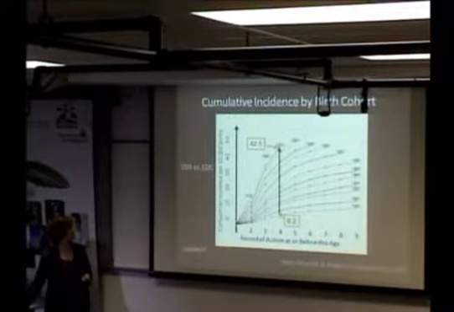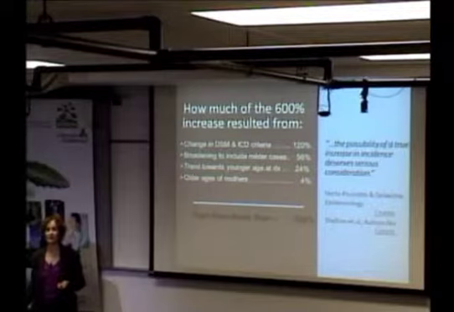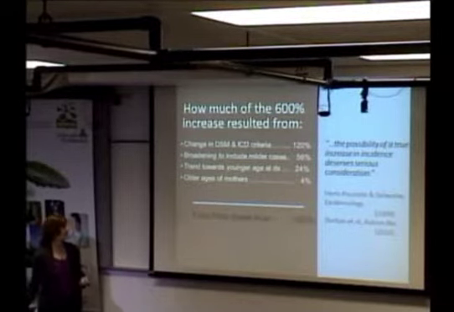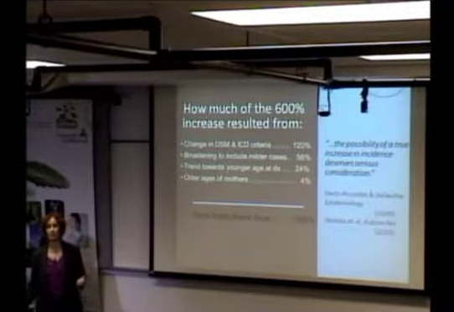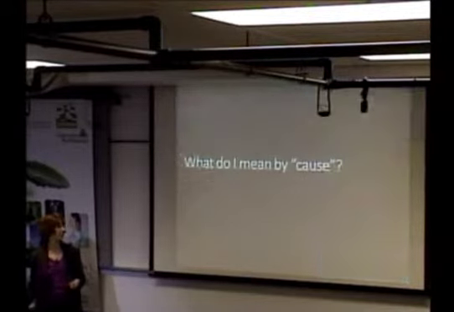That's a 600% rise, and when we looked at possible explanations, we found that artifacts related to diagnosis, better diagnosis, more awareness, earlier age at diagnosis, changing criteria, could only explain about 1/3 of that rise, leaving open the question of what, to the extent that part of this is a real rise, are the causes?